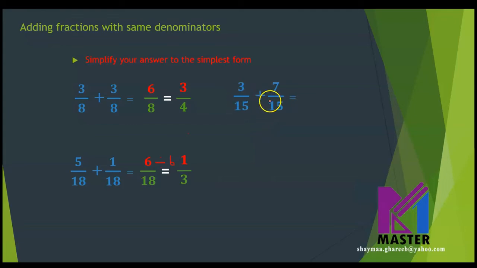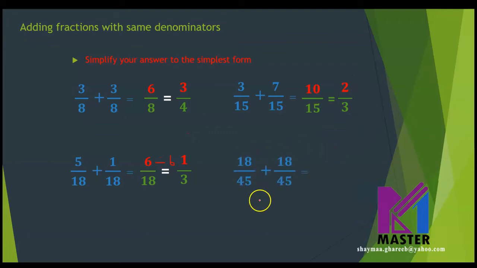3 over 15 plus 7 over 15. So the total number of 15s here is 10 15ths or 10 over 15. So this answer is not in the simplest form. So I will divide up and down by 5. So 10 divided by 5 equals 2, and 15 divided by 5 equals 3. Then the final answer in the simplest form will be 2 over 3.